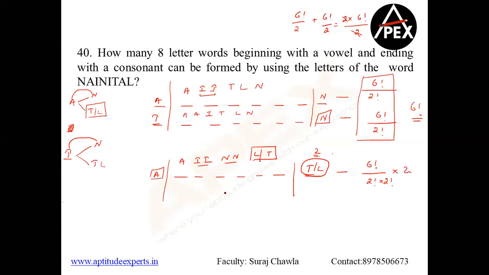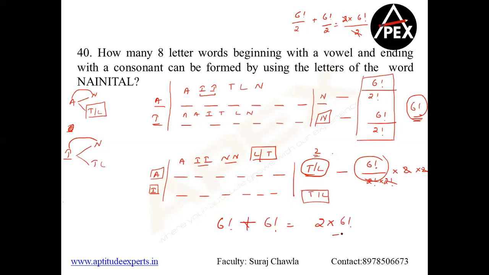Clear? Now, the same number of cases will be for I as well. If you're going with I, if you observe, you'll have the same number of cases. So can I further multiply this by 2? So 2 and 2 get cancelled. This also gets cancelled. So here my answer is going to be 6 factorial. Clear? So this is 6 factorial. This becomes the final answer. Clear, guys? Moving forward.